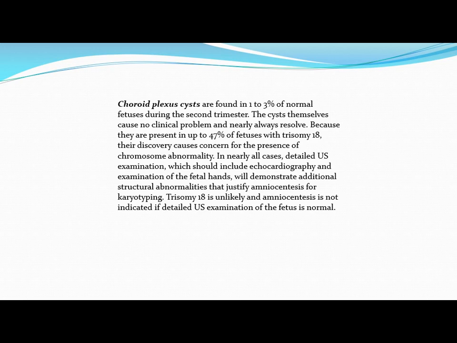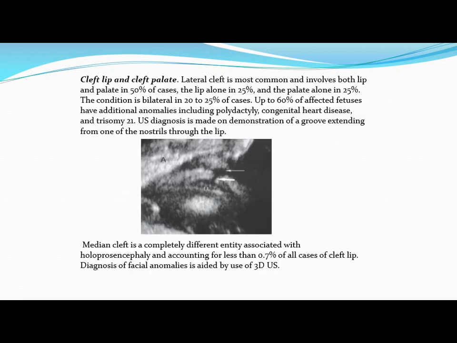Choroid plexus cysts are very common. Most of them resolve. However, most of the Down syndrome fetuses have choroid plexus cysts. So when you see a choroid plexus cyst, you should look carefully for other possible indications for Down syndrome, because you might need some amniocentesis or something like that.